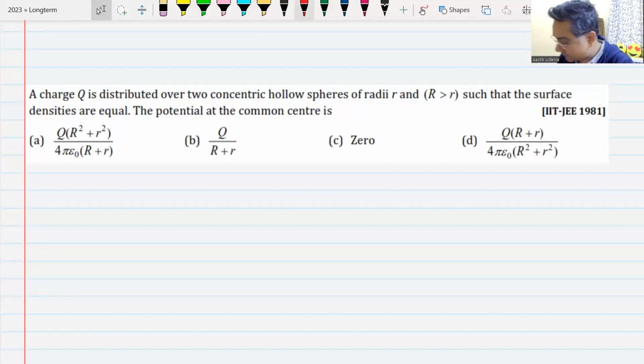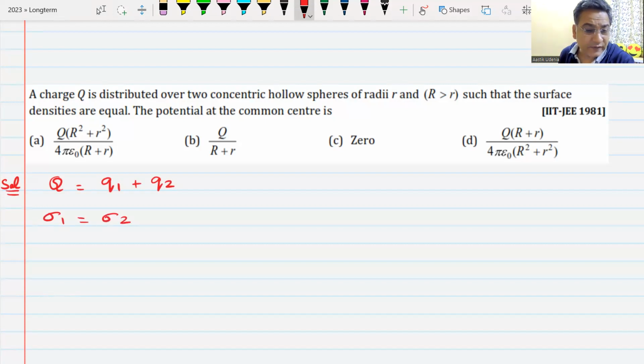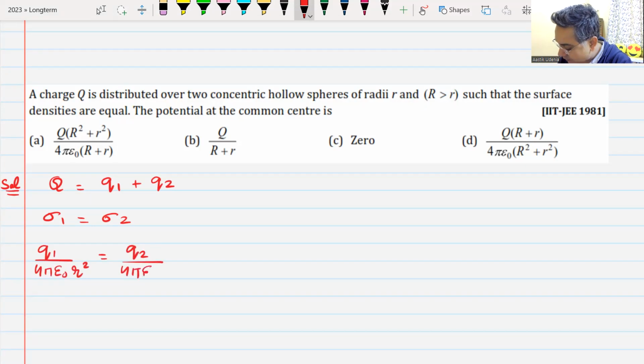So how are we supposed to do this? Total charge is Q. That will be equal to Q1, charge on the inner shell, plus Q2. The surface charge densities are equal. So sigma 1, the surface charge density of the first shell, will be equal to the surface charge density of the second shell. That means Q1 divided by 4 pi epsilon naught into small r square will be equal to Q2 divided by 4 pi epsilon naught into capital R square. From here, you should be able to get the values of Q1 and Q2.